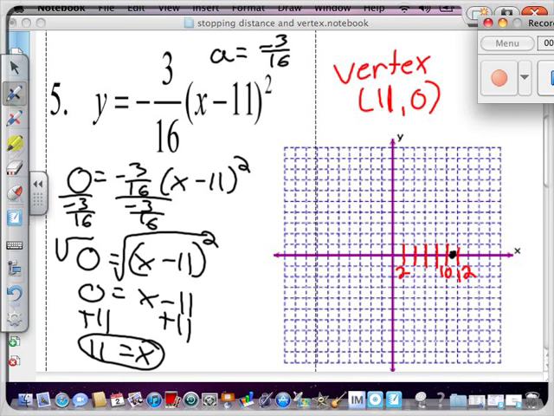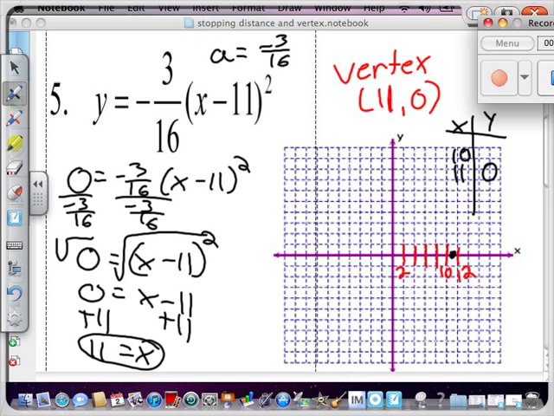Okay, so this one's a little bit tricky. We already graphed that point. That's my vertex. Well, I need at least 2 more points. Okay, so I've got my x value, my y value. I know my vertex is 11, 0. Let's try 10. And this is when you get out your calculator.